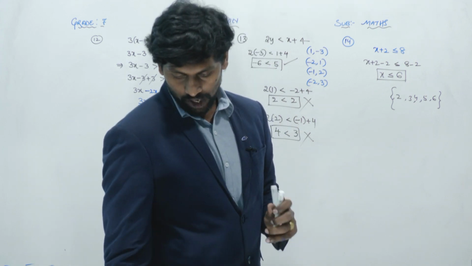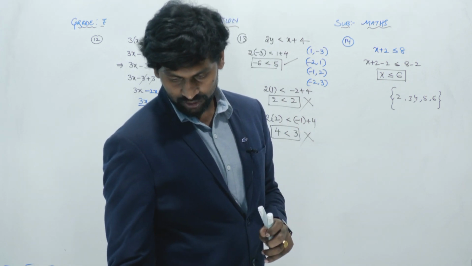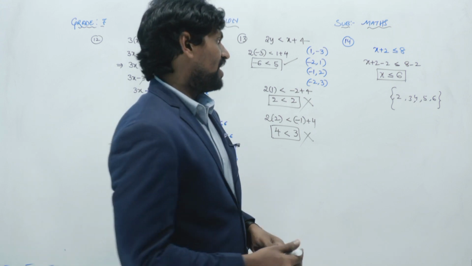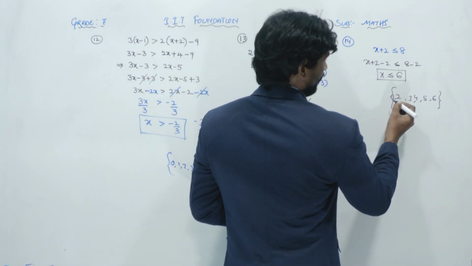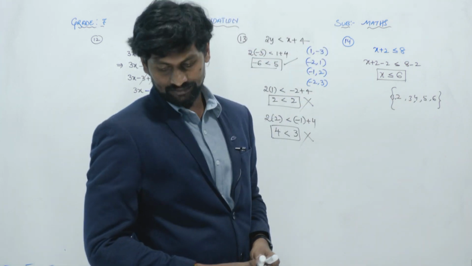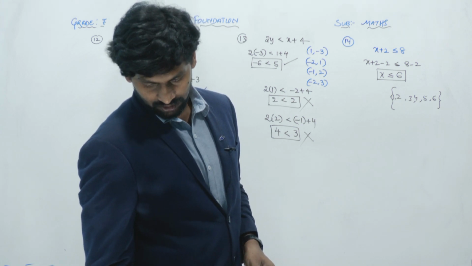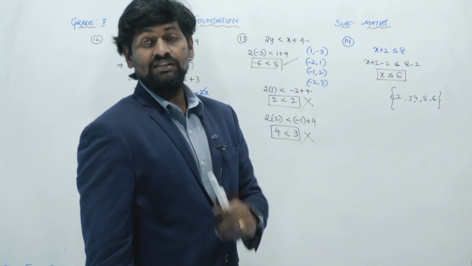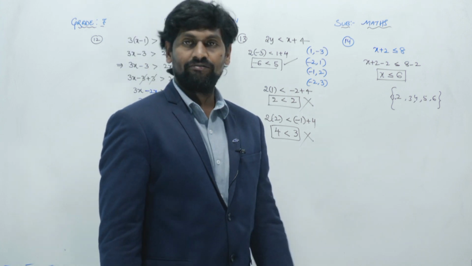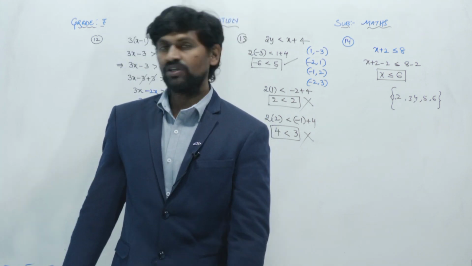So let us go through the options first. Any clue? Yes, x belongs to natural numbers. X belongs to natural numbers means from 1, 2, 3, up to 6 we have to take. So the correct option is 1. Okay, let us move on to the next problem.